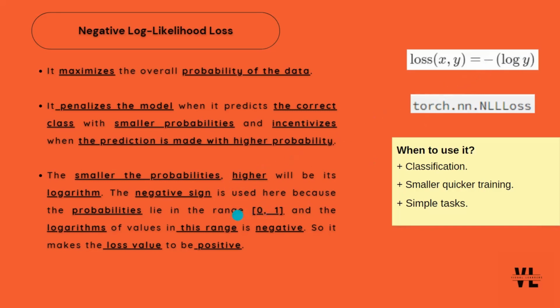So when you take the log of a certain number, the negative sign is used when the probabilities range between 0 and 1. When the probabilities are very small, the log is going to be high, and the negative sign is used to basically penalize the model. And the logarithm of values in this range is negative mostly, so it makes the loss value positive. The purpose of the negative is to make the log positive. So sometimes when you take the log of a probability, you get a negative value, and when you multiply it with another negative, it's going to be positive.